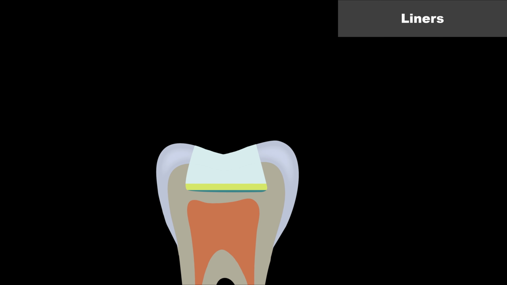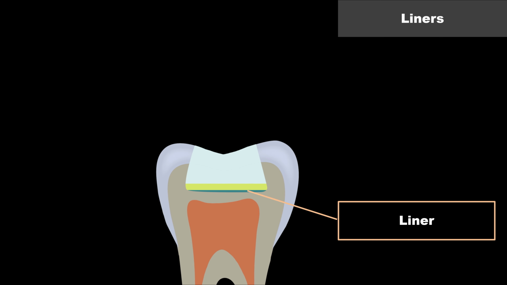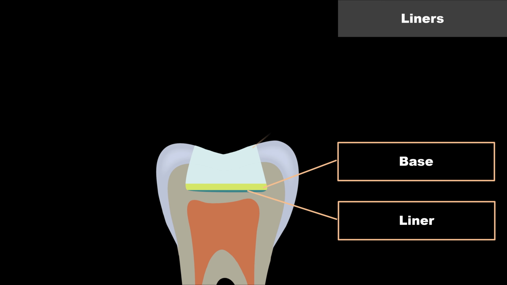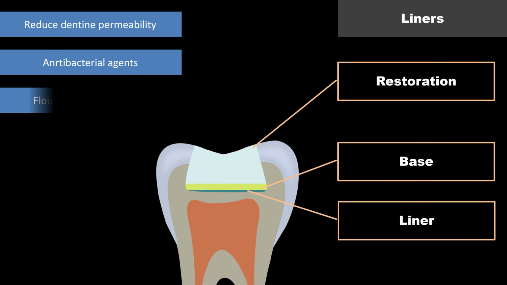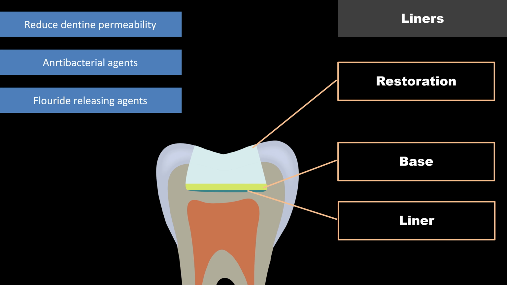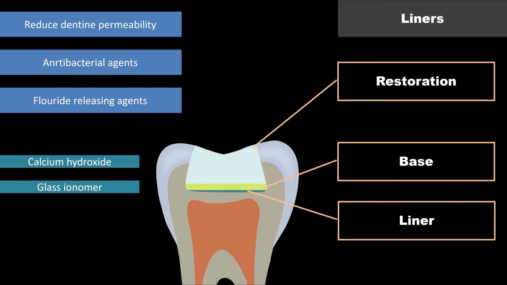Next come the liners. The liners are thin layers which are applied on the bottom, and on top of that we have to apply a base, and then we can do a restoration. We have to be very careful that a liner should not be applied on the walls of the tooth preparation or the areas where the liner comes in contact with the oral cavity. The liner will reduce the dentin permeability, and it acts as an antibacterial agent, and many of the liners have fluoride releasing agents, like glass ionomer cement. The other liner which is commonly used is calcium hydroxide.